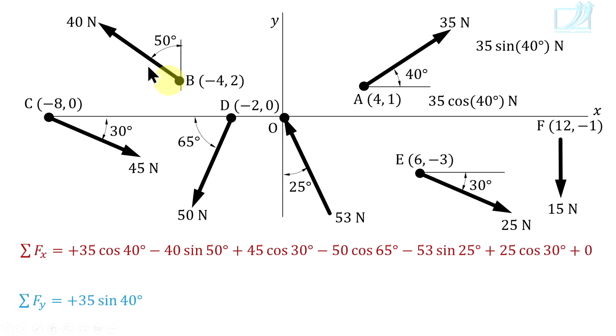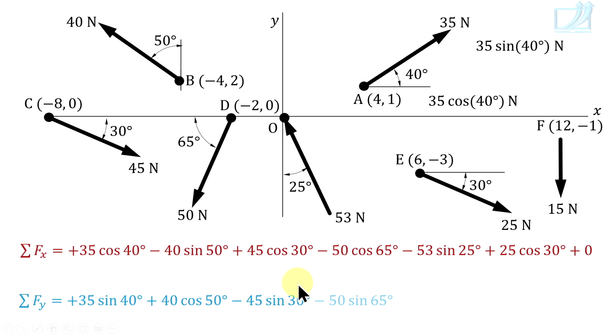40 Newton force is also upwards, so positive. But here we are using angle with y-axis, so y component should be cos 50 degrees. So 40 cos 50 positive. 45 Newton force is downwards. Remember, do not get confused with its rightward direction. What is combined direction of 45 Newton force? Rightwards, upwards. But right now we are using vertical components only. So consider only its vertical direction, and it is downwards, so negative. And we are using angle with x-axis, so y component you should write sine of that angle. So minus 45 sine 30.